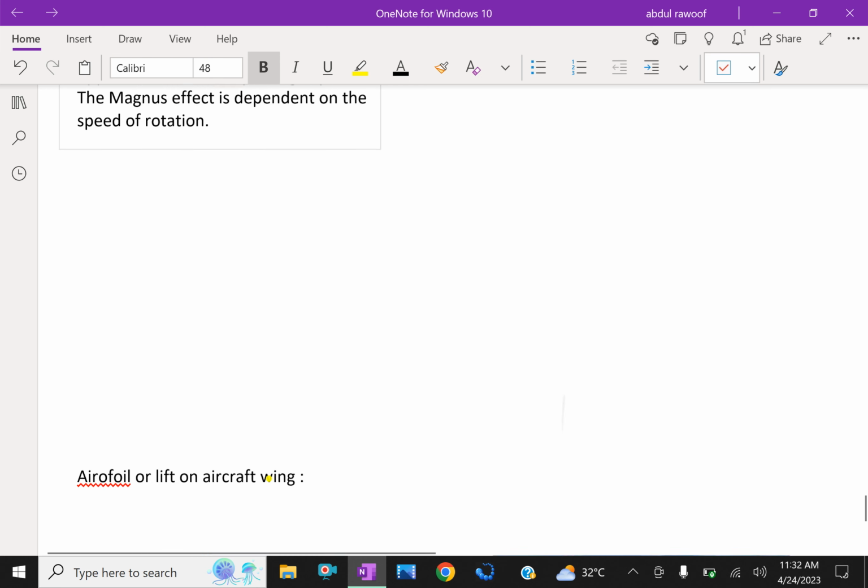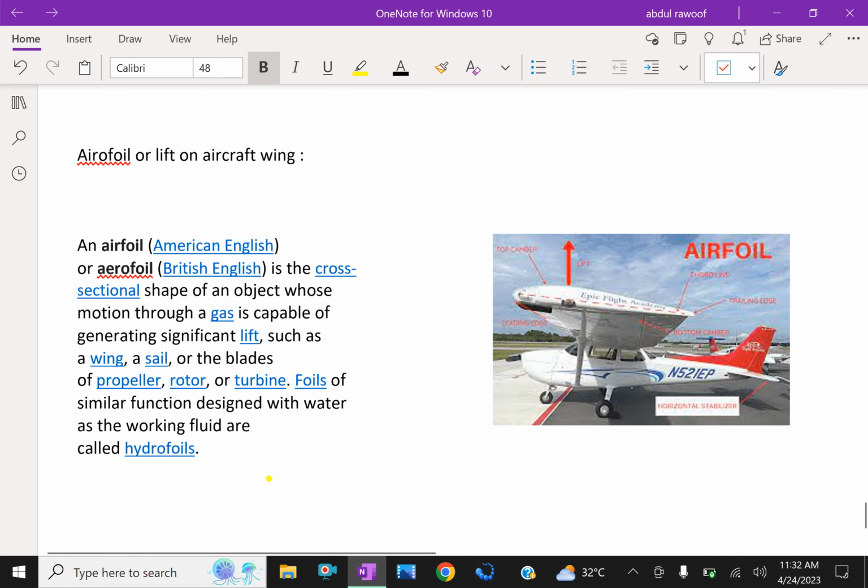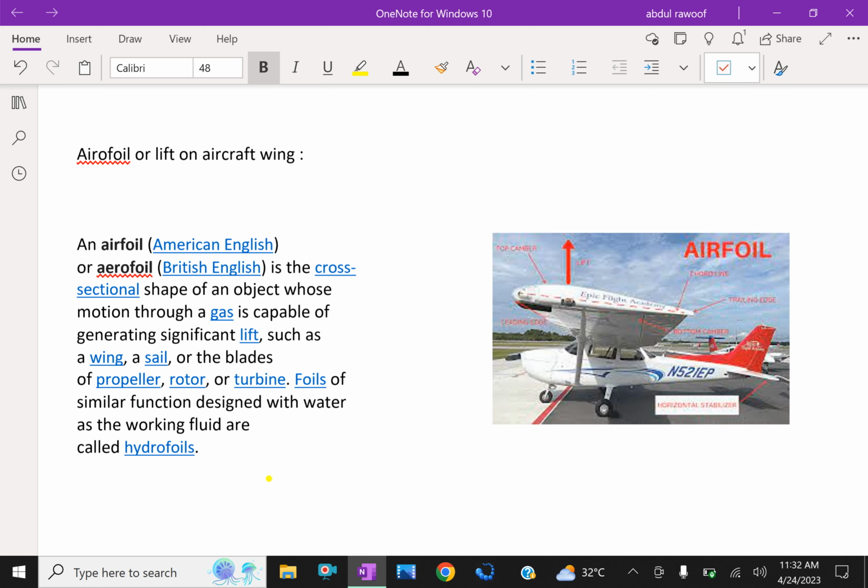Next, we'll discuss the airfoil. An airfoil or aerofoil is the cross-sectional shape of an object whose motion through the gas is capable of generating significant lift, such as a wing, a sail, or the blades of a propeller, rotor, or turbine. Foils of similar function designed with water as the working fluid are called hydrofoils.